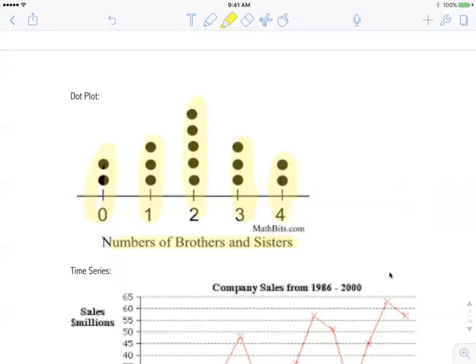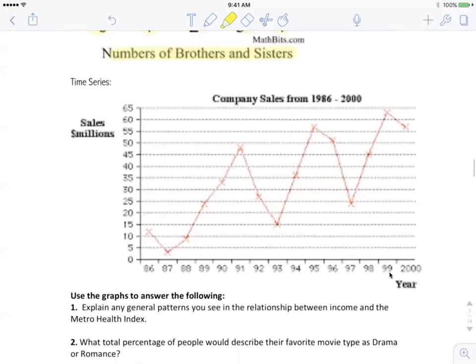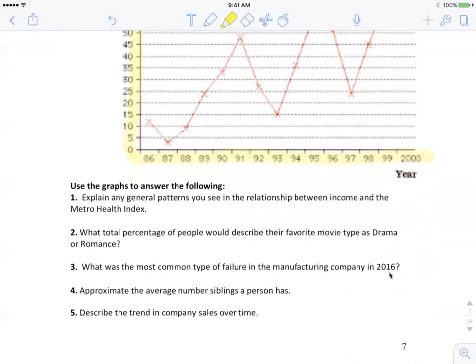Okay, and then a little time series as you go along. A timeline, what happens to the data, in this case, sales. All right, so if you want to take a moment and try to answer these questions based off of those graphs, you can do it. But let's look at them. If you want to hit pause and try it yourself first, that's always a good idea.